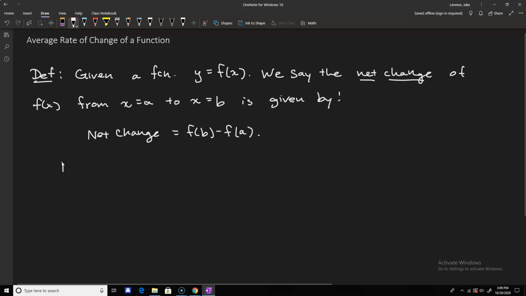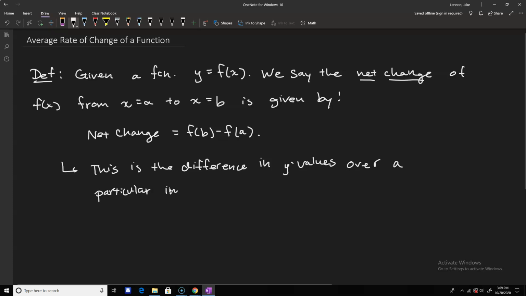So this is the difference in y values over a particular interval. And that's just some terminology. That's something that's natural enough to look at.